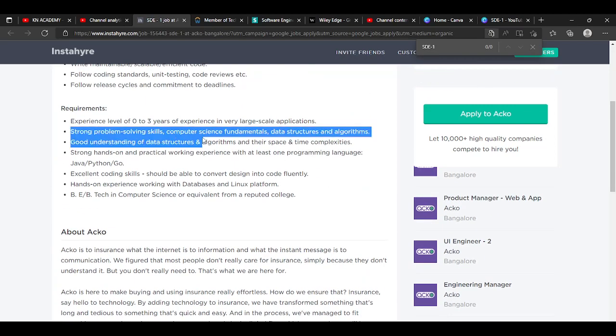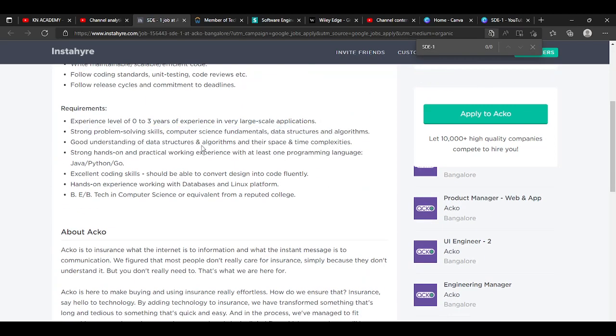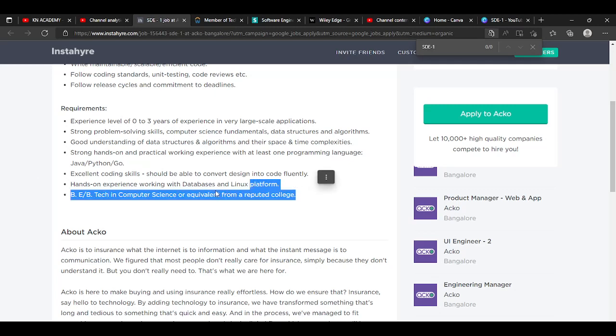A strong problem solving skills, computer science fundamentals, data structure and algorithms. Good understanding of data structure algorithms, time and space complexity. A strong hands-on and practical working experience with at least one programming language in Java, Python or Go. Excellent coding skills, should be able to convert design into code fluently. Hands-on working experience with database and Linux. BTech in computer science or equivalent from a reputed college.